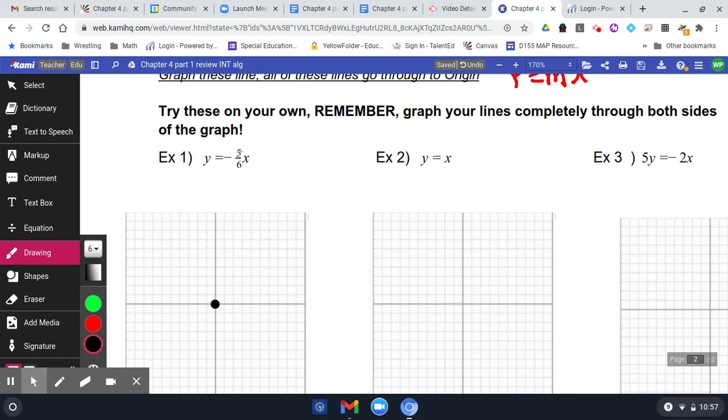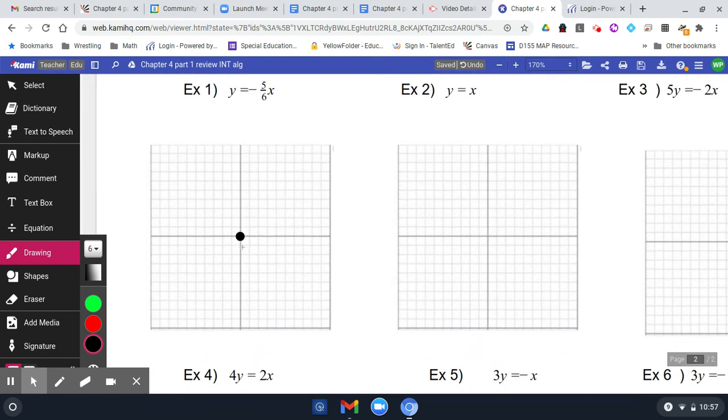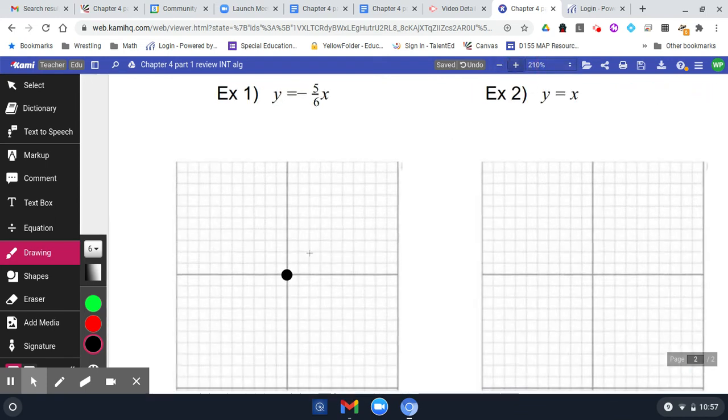So this one is negative 5 over 6. So we're going to go down 5, to the right 6. So I'm going to go ahead and go down 5, and I'll zoom in a little bit more for you guys. We go down 5, 1, 2, 3, 4, 5, and then to the right 6, 1, 2, 3, 4, 5, 6. And there we go.